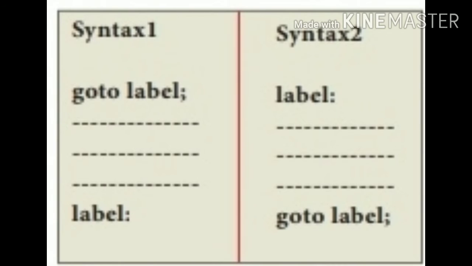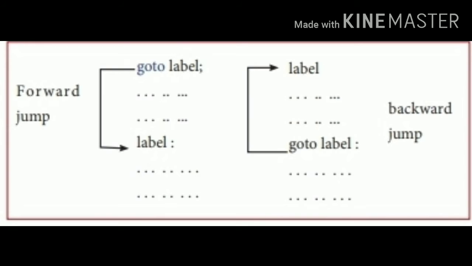This is the syntax for goto statement. The goto statement is used in two ways. One is forward jump, another one is backward jump. First, you should declare the goto and then give the label, and then use that label. In another way, first declare the label and then goto label. In this syntax, we use the label. Here label is an identifier.